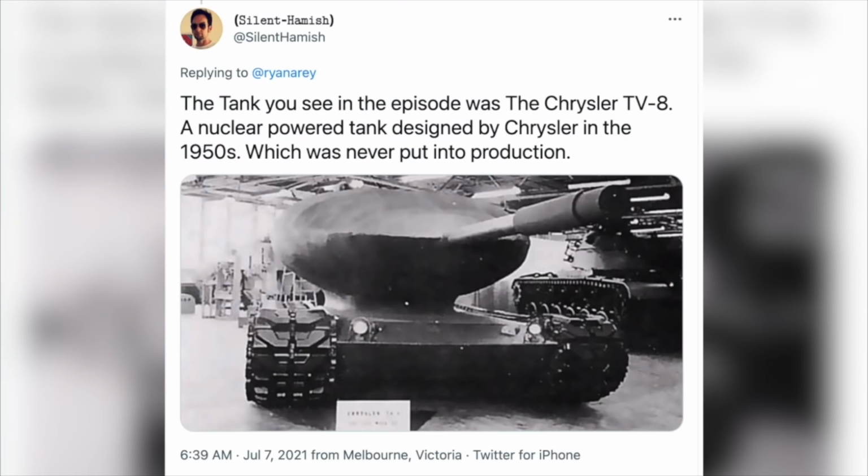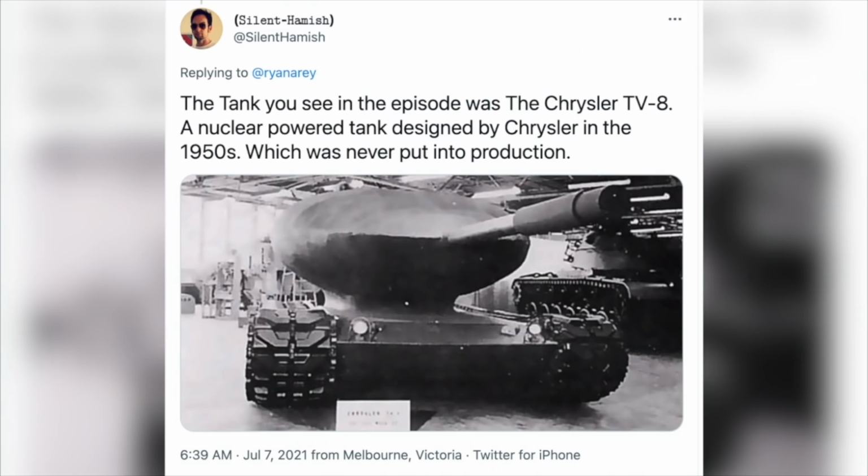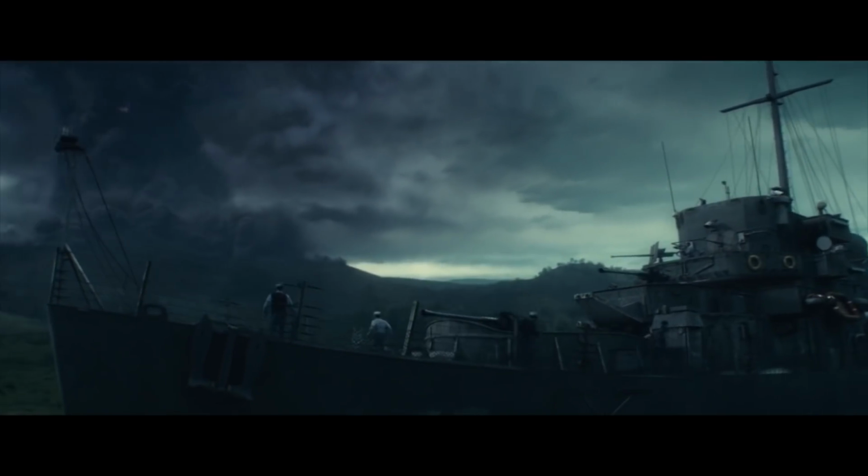According to Silent Hamish on Twitter, the tank in the episode was a Chrysler TV-8, a nuclear-powered tank designed by Chrysler in the 1950s that was never put into production, because it's a terrible idea. One shell hits a nuclear-powered tank and explosion. But maybe it was in some alternate reality.